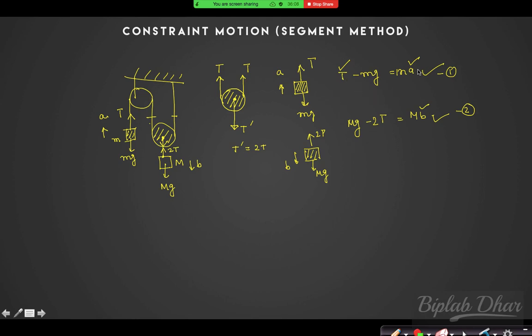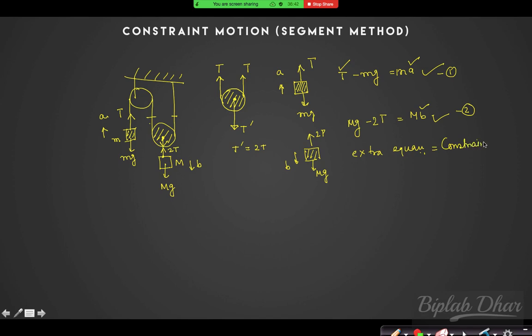The masses small m and capital M are definitely given. So if T, A and B, three unknowns, are there and I have only two equations, can you solve this? No, sir. So that is why it is needed to write a constraint equation. The extra equation can always be found by the constraint equation.